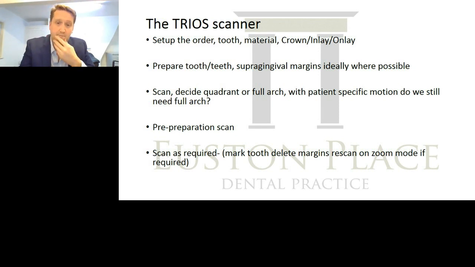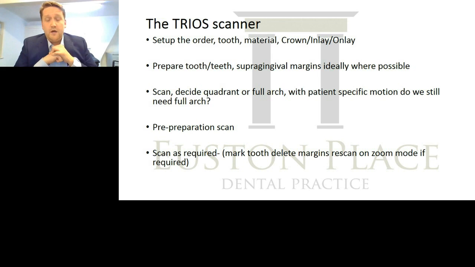Then, yeah, if you have areas where the scan isn't quite as good around the margins, you can mark the tooth, delete that margin, and then rescan it on zoom mode, which gives you a higher definition scan in that area. And if you've got margins you're happy with, you can also lock those on the Trios to prevent those being rescanned, scanned over or deleted.